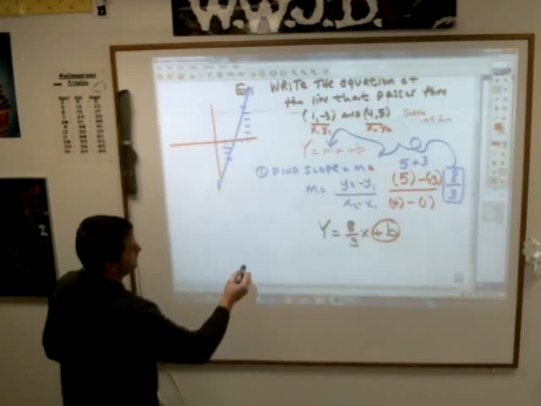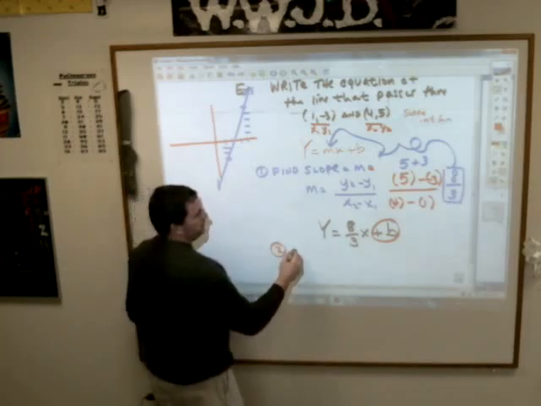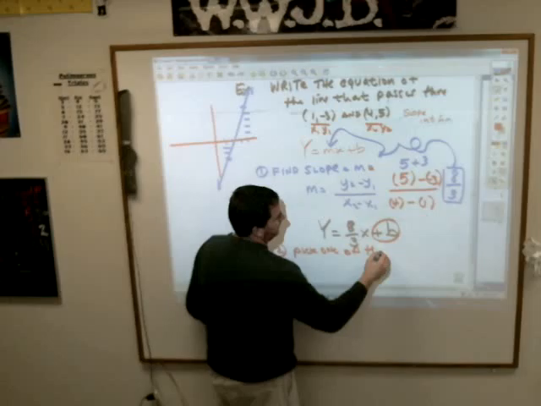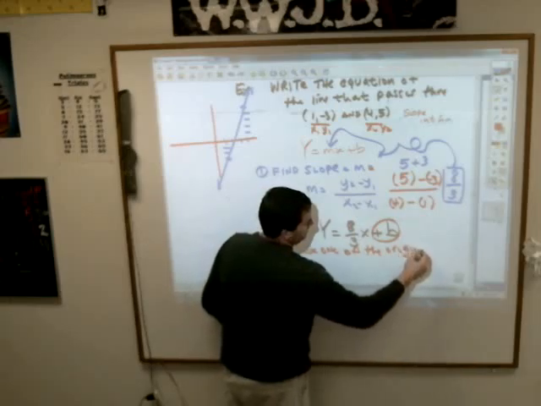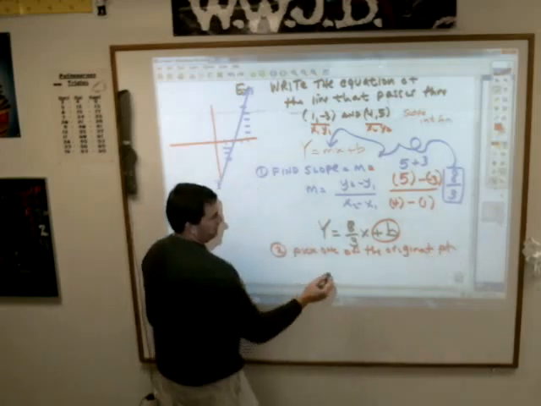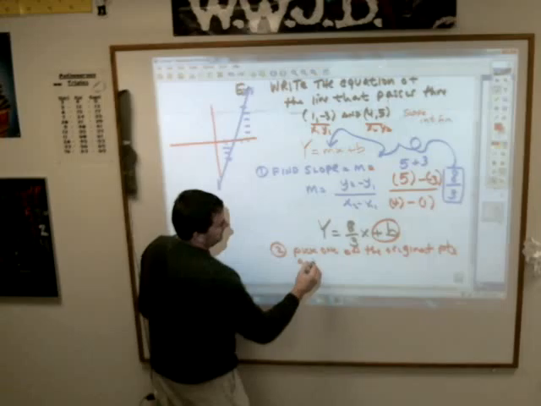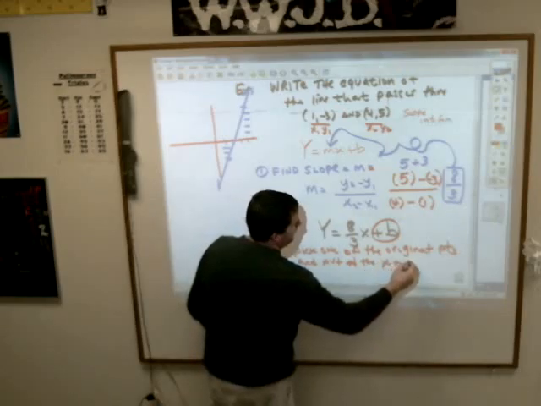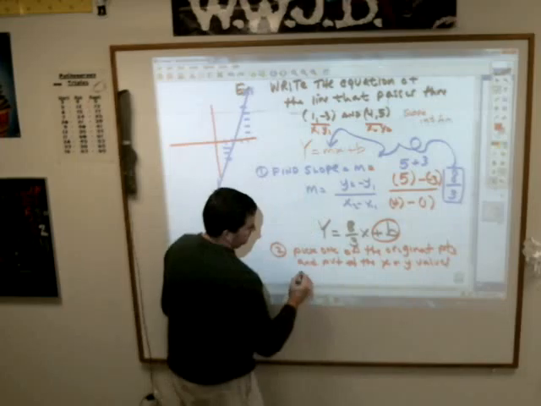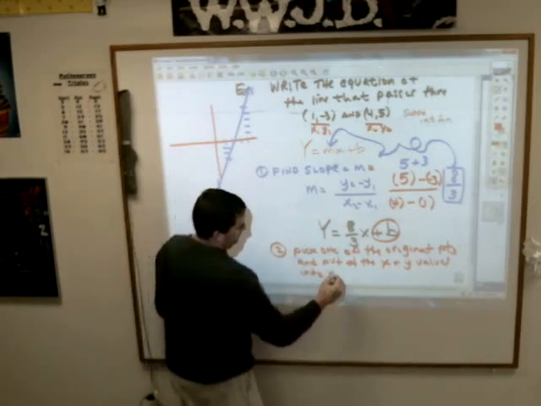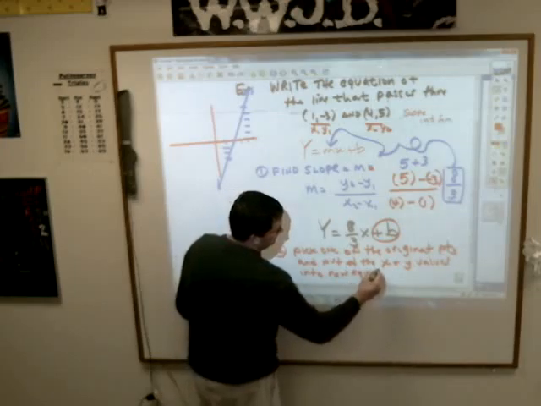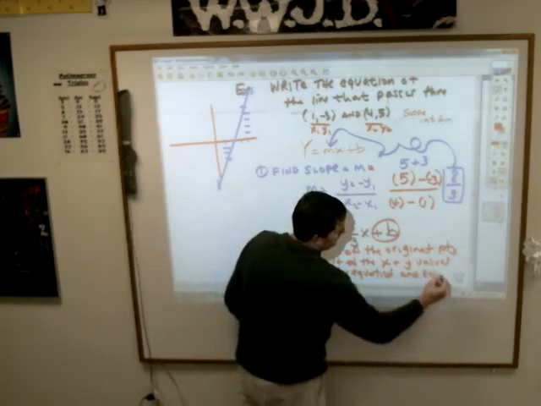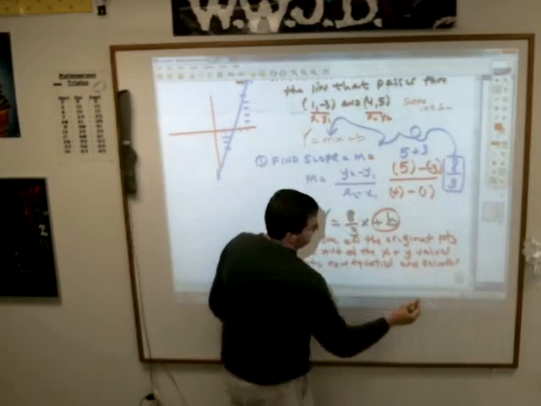In order to do that, that's step number 2. You just need to pick one of the original points and put the x and y values into the new equation and solve for b.